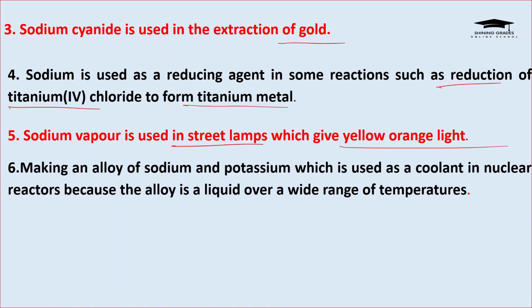Another use of sodium metal: sodium is used in making an alloy of sodium and potassium, which is used as a coolant in nuclear reactors, because the alloy is liquid over a wide range of temperatures. So the alloy of sodium and potassium is used as a coolant in nuclear reactors simply because it remains in liquid state over a very large range of temperatures.